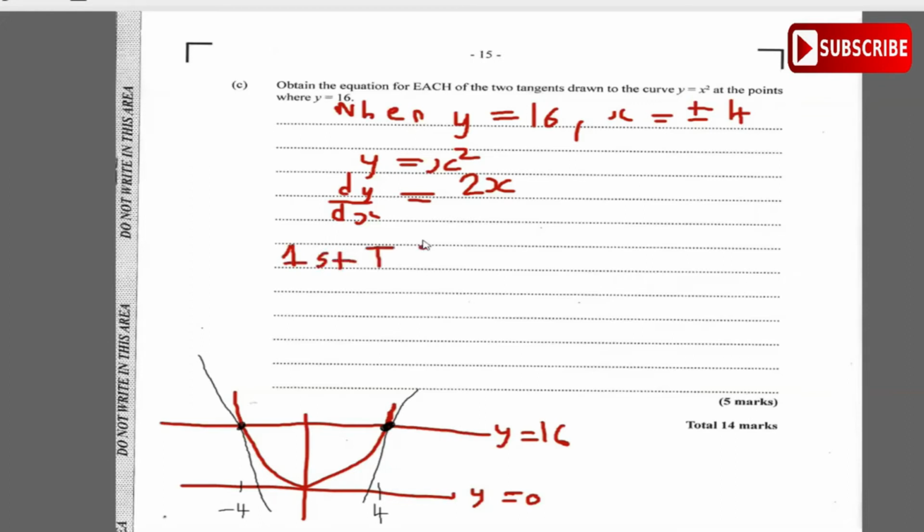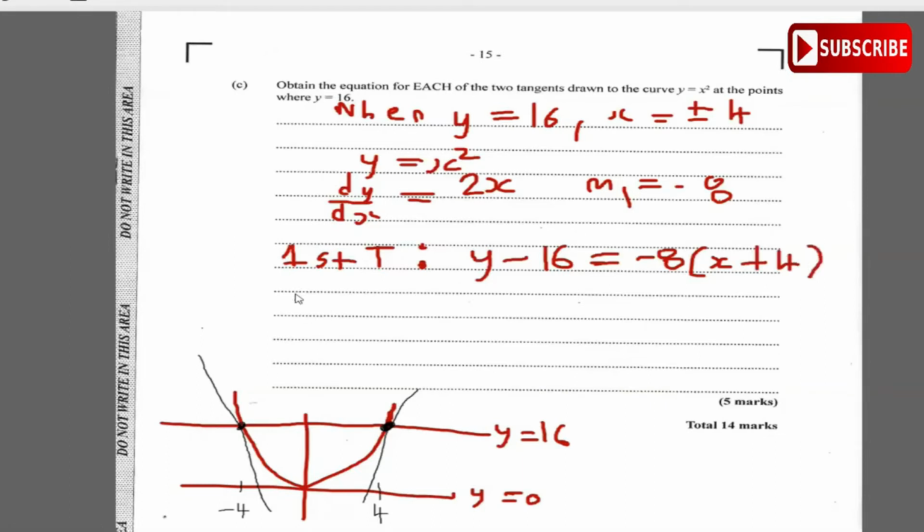Now, the first thing I need is the gradient of the first tangent, so I'm going to call it m1. When x is negative 4, the gradient is minus 8. So the equation of the first tangent is y minus the y value of 16, equal to the gradient of the tangent, negative 8, times x minus x1. x1 in this case is negative 4, so it's x minus minus 4, which is x plus 4. So that's the first tangent.